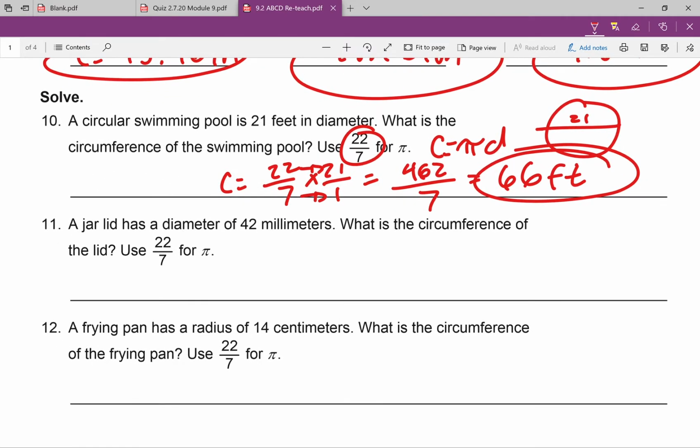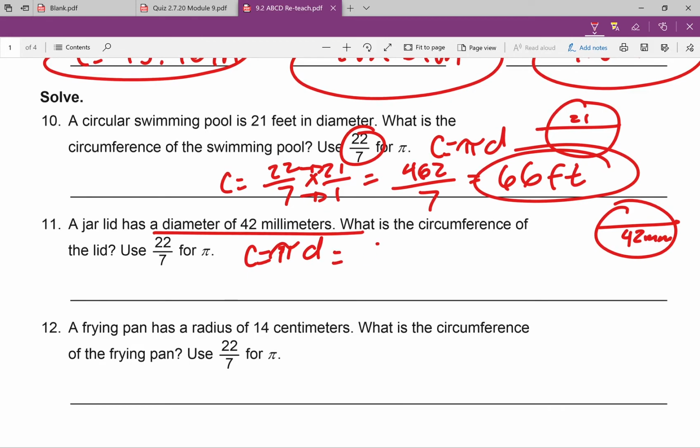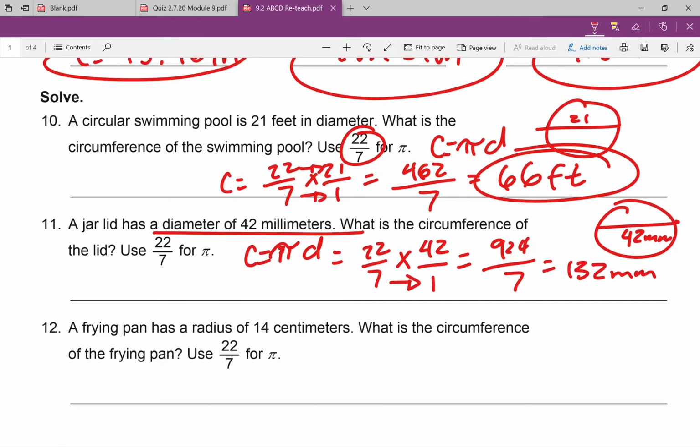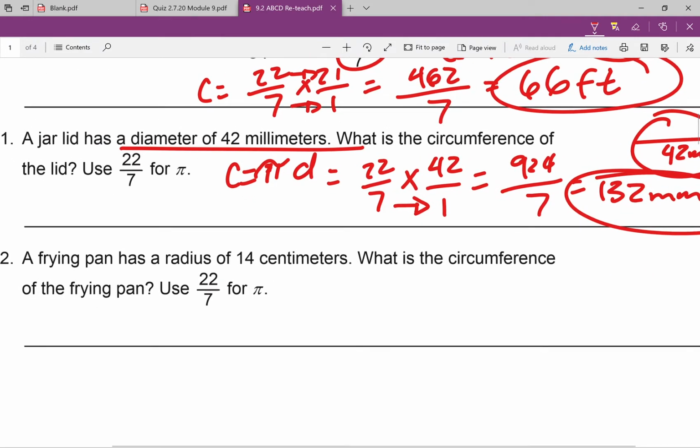Number 11, I have a jar with the diameter of 42 millimeters. What is the circumference? Again, C equals pi D, which is 22 over 7 times 42. Whole number, put a 1 on the bottom. Multiply top and top, bottom and bottom. When you multiply the top, you get 924 divided by 7. 7 times 1 is 7. And you get 132 millimeters. That's the circumference.